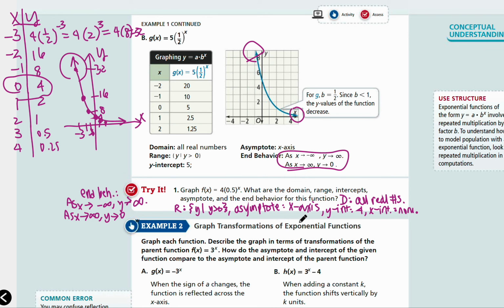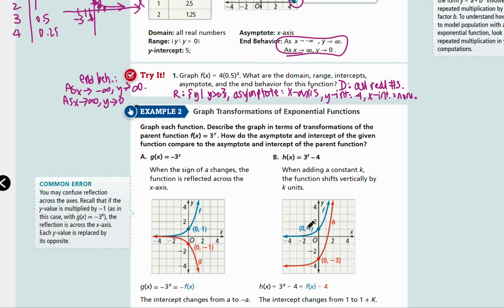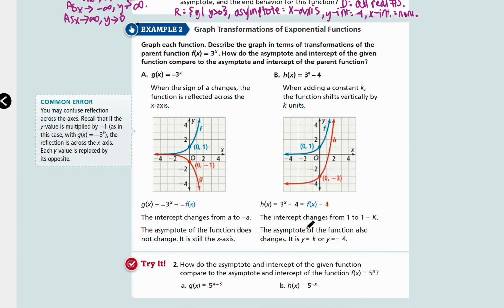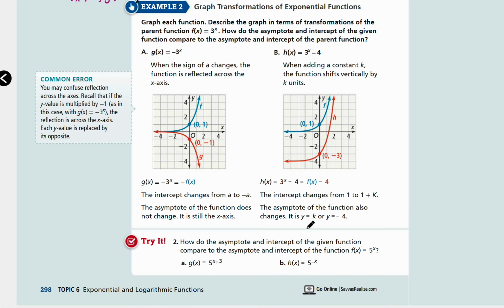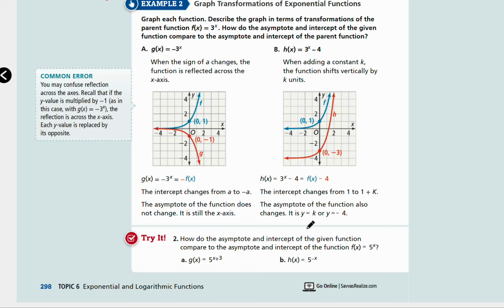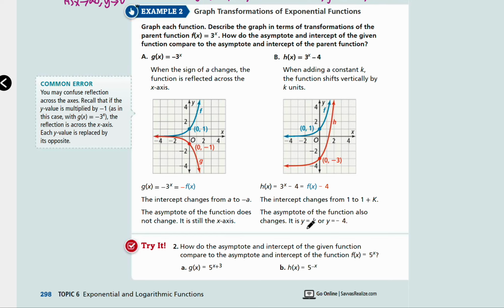Let's look at example 2. Moving on: graph transformations of exponential functions. Graph each function. Describe the graph in terms of transformations of the parent function f of x equals 3 to the power of x. How do the asymptote and the intercept of the given function compare to the asymptote and intercept of the parent function?